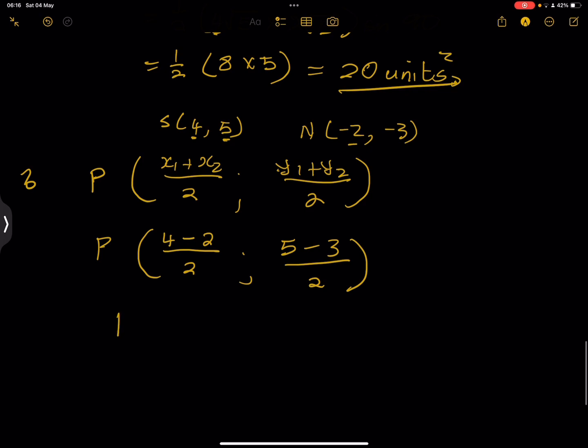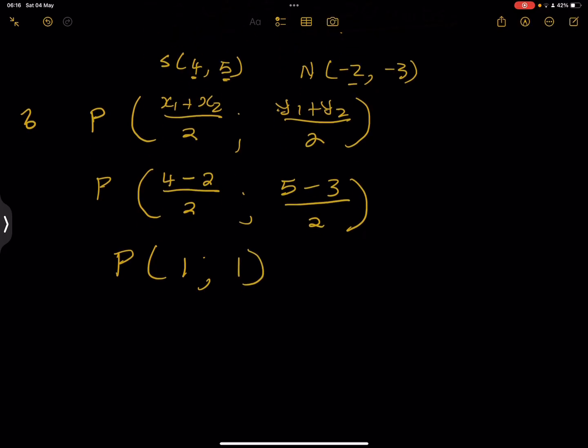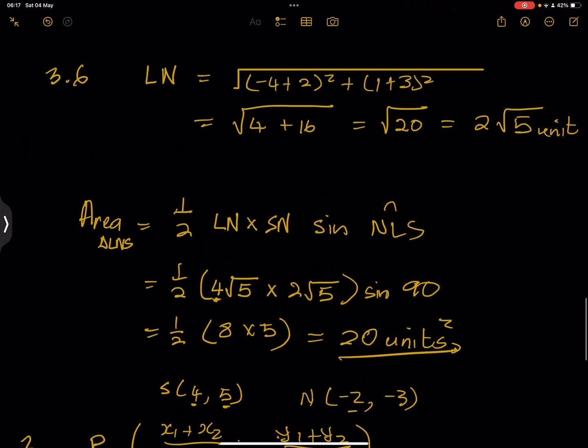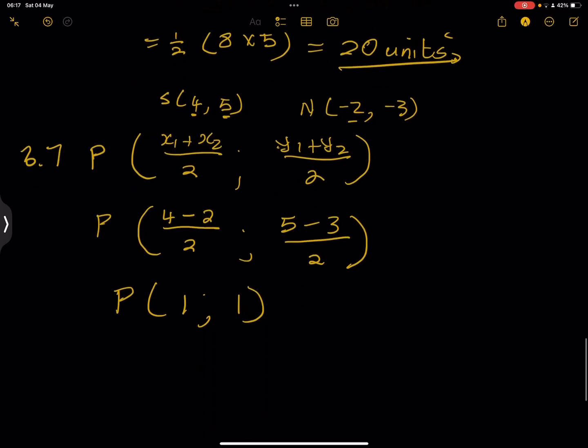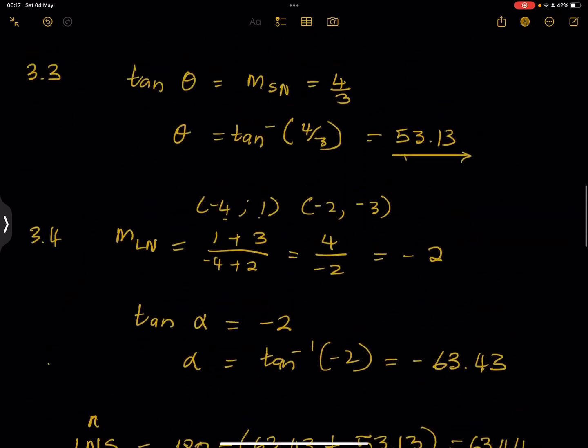And so for the coordinates of P, 4 minus 2 will give us 2. 2 divided by 2 gives us 1. And 5 minus 3 gives us 2 again. 2 divided by 2 gives us 1. So the coordinates of P will actually be 1 and 1. All right, so that was 3.7. As we move right along to 3.8.